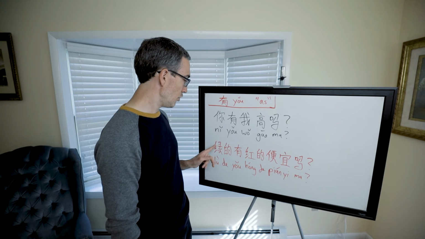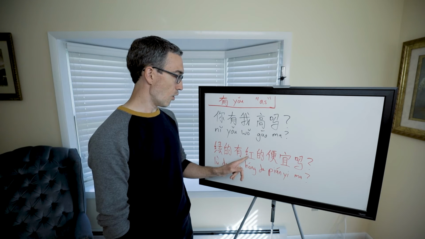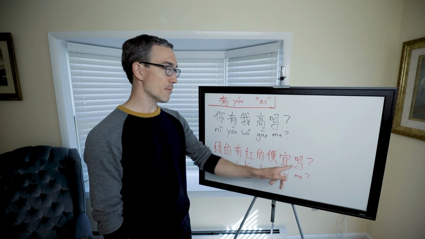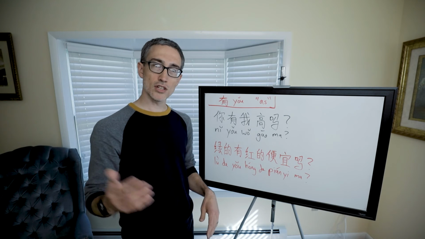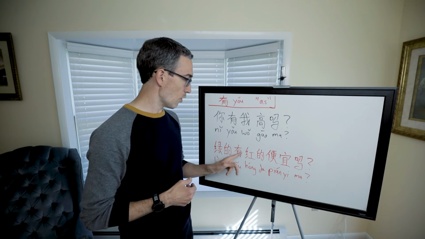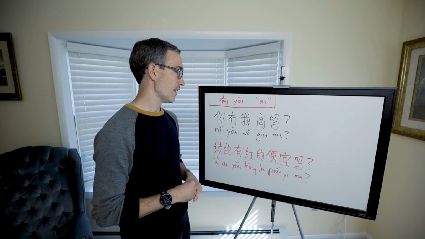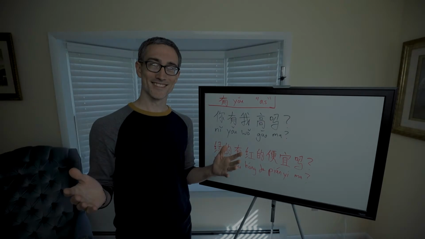The next question. 绿的, the green one. 绿的有红的, the red one. 便宜吗? Cheap or inexpensive. 吗? So is the green one as inexpensive as the red one? 绿的有红的便宜吗? And that's that. It's quite simple. Hope that makes sense.